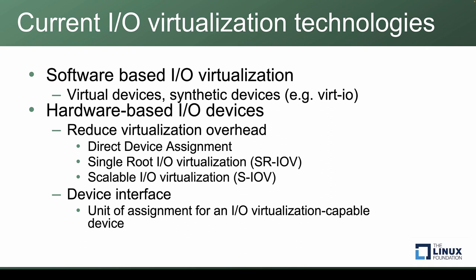Modern processors and platforms provide features to reduce virtualization overhead that may be utilized by the VMM to allow a VM to use direct access to hardware I/O devices. Intel, for example, supports the following hardware-assisted I/O virtualization schemes for direct data movement without needing software assistance. For example, direct device assignment, SR-IOV, or Scalable I/O virtualization. Here, I would like to define device interface. It's the unit of assignment for an I/O virtualization capable device.